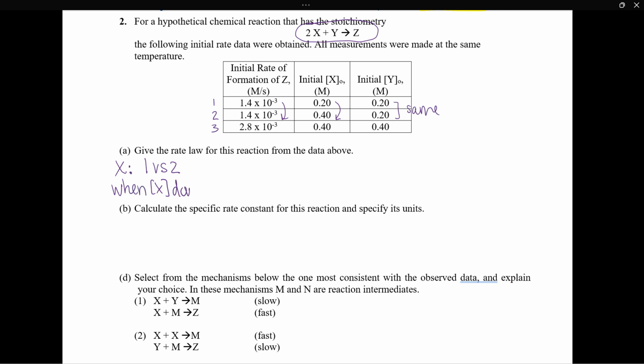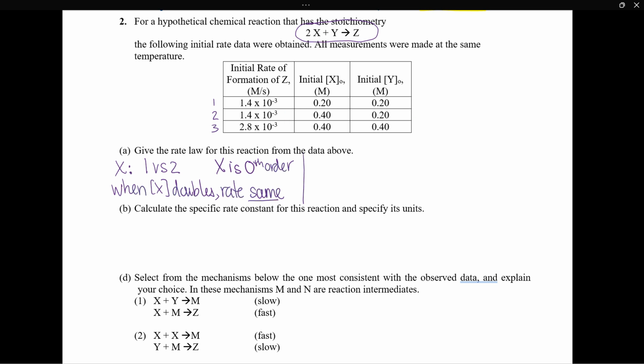when X doubles, what do we notice about the rate? Well, it looks like the rate stays the same. So X appears to be 0 order. Okay, because if you're 0th order, that means whatever you do to the concentration, the rate will not change. Cool. All right, so now let's look at Y.